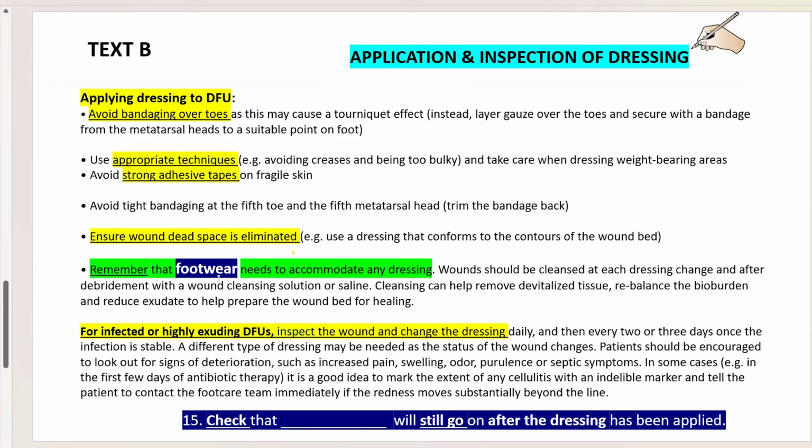Remember that footwear needs to accommodate any dressing. That means what is your answer? Check that footwear still goes on after the dressing has been applied. Is it the same? Yes, ma'am, the meaning is the same, but it's completely paraphrased. Okay.